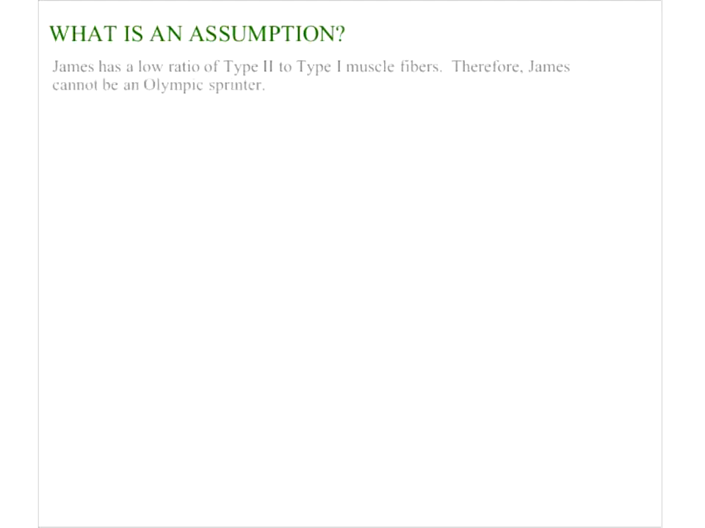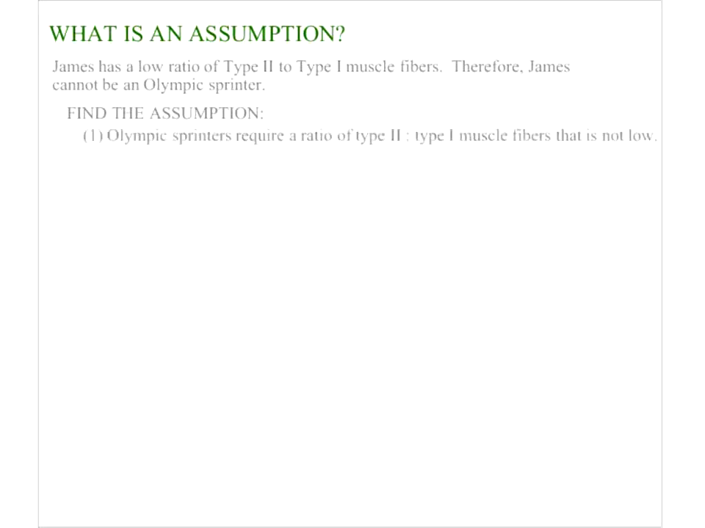Okay, let's find the assumption here, and I'm going to give you two choices. The first choice for the assumption is: Olympic sprinters require a ratio of type 2 to type 1 muscle fibers that is not low. And then assumption 2 is: athletes require a ratio of type 2 to type 1 muscle fibers that is not low.